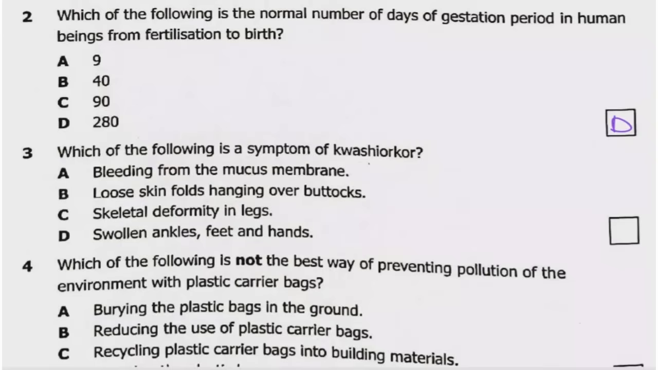So what would be the question for A to be the correct answer? A could have been a correct answer if they asked for months. Then the gestation period of a human being takes about 9 months. B would have been the closest answer to the actual answer if the question was the number of weeks. The number of weeks human gestation takes is about 40 weeks.